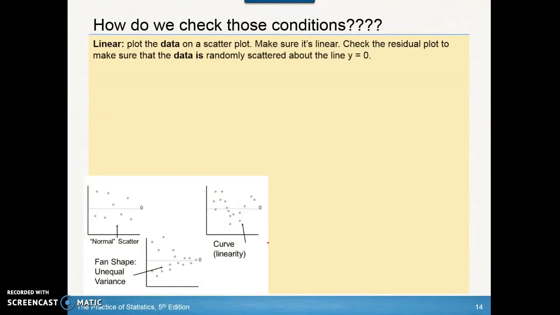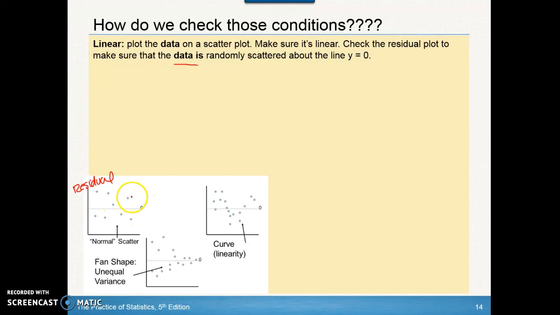Now how can we check those conditions? Like I said, most of the time they're going to be given to you, but you might be asked to check one or two of them. So here, number one, the linear condition: you need to plot the data on a scatter plot. You need to make sure it is actually linear. You can also check the residual plot to make sure the data is randomly scattered about the line y equals 0. So here's your residual plot. This residual plot says, hey, randomly scattered above and below. So we're good to go.